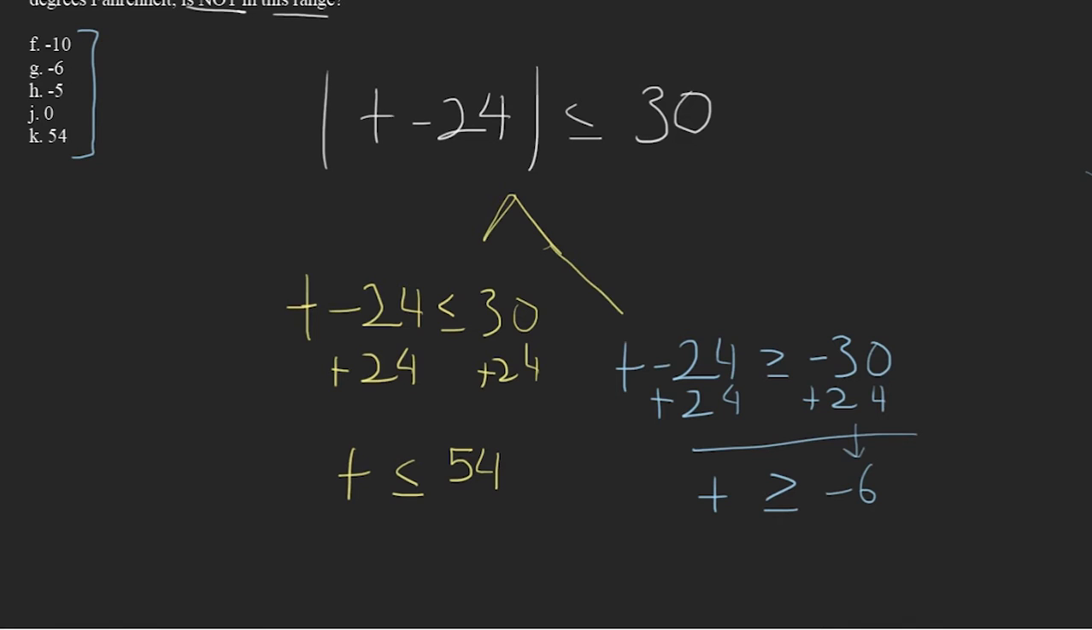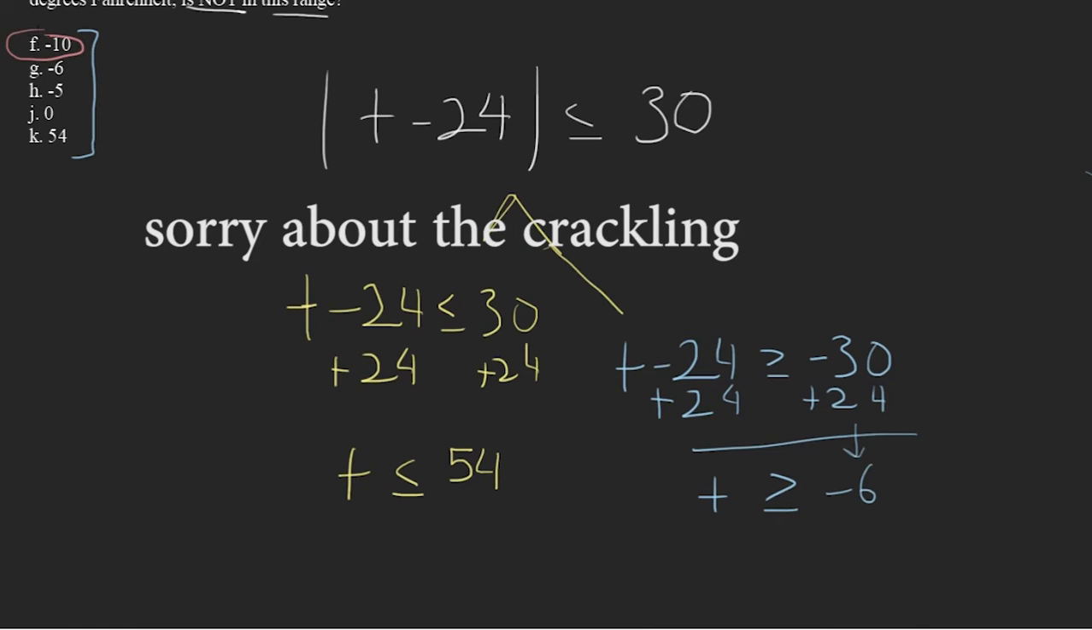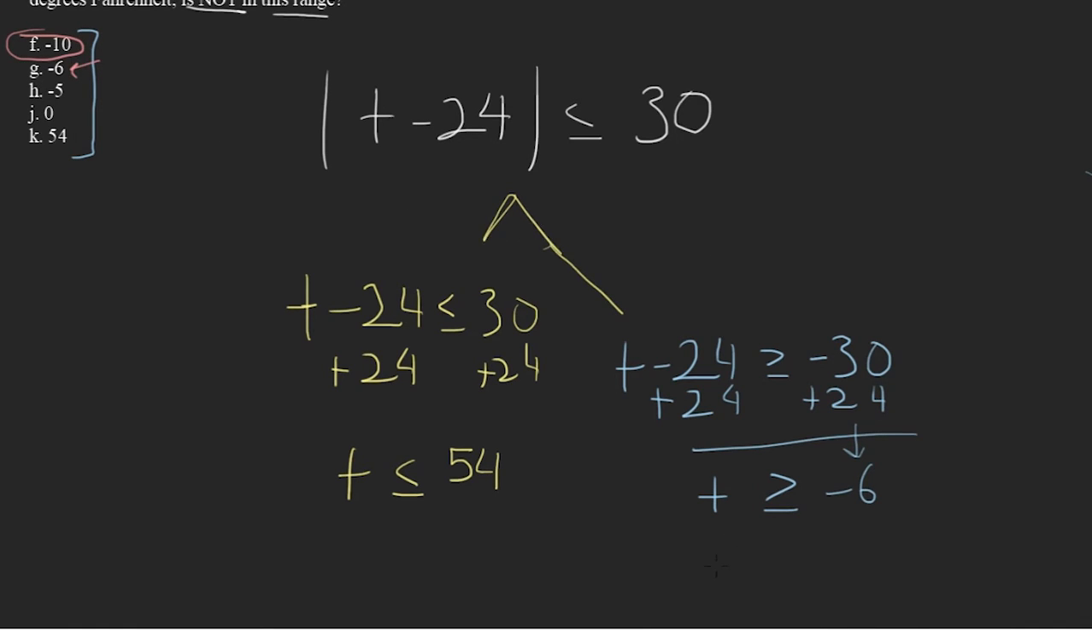So let's look at negative 10. Negative 10 is less than negative 6. So that puts it outside the range. I think F is our answer. I'm going to check the other answers real quickly though. Negative 6 is equal to, so T is equal to negative 6. That checks out. Negative 5 is bigger than negative 6, so that checks out. Same thing with 0. And 54 itself, it could be equal to 54.